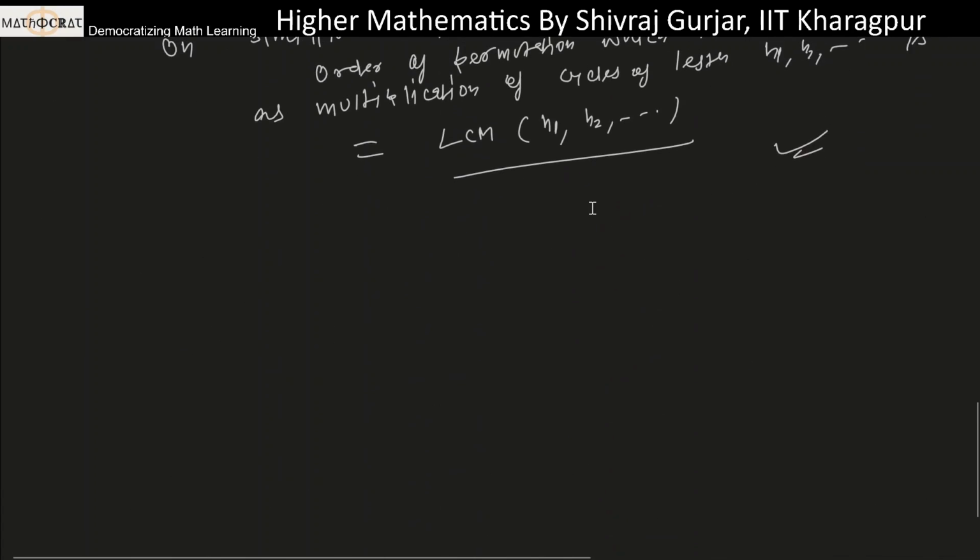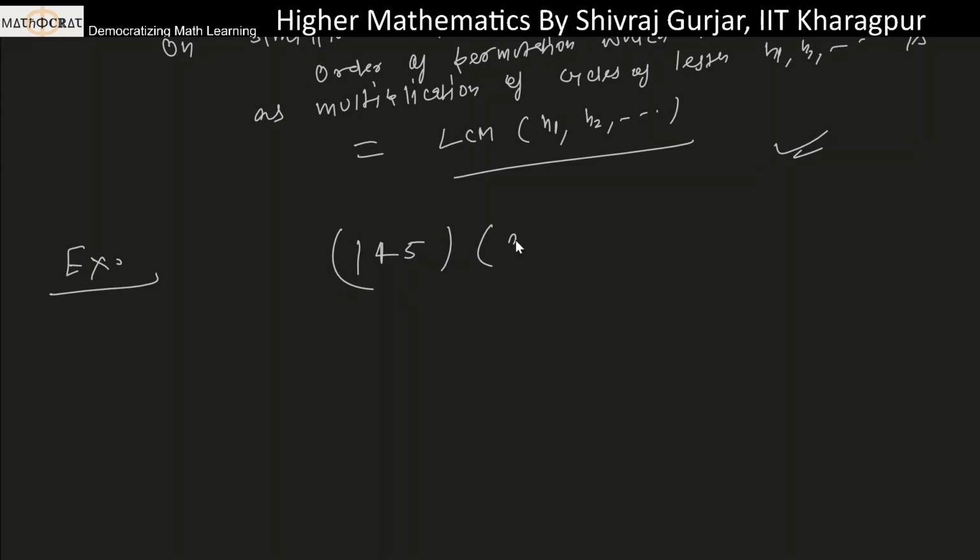So we'll take an example, then it will be more clear. Let us say we are asked to find the order of this permutation (1 4 5)(2 3). This is an element of, let us say, S5. Then what is the order of this element? The elements of S5 are nothing but permutations only.